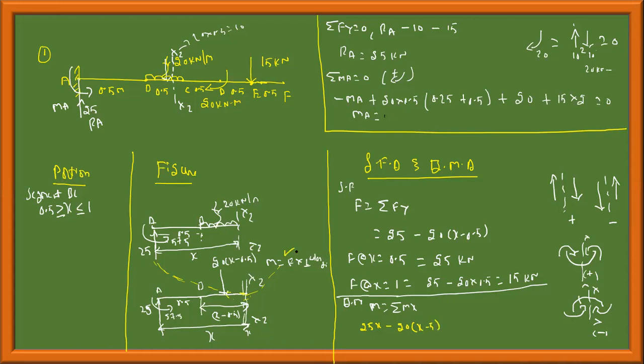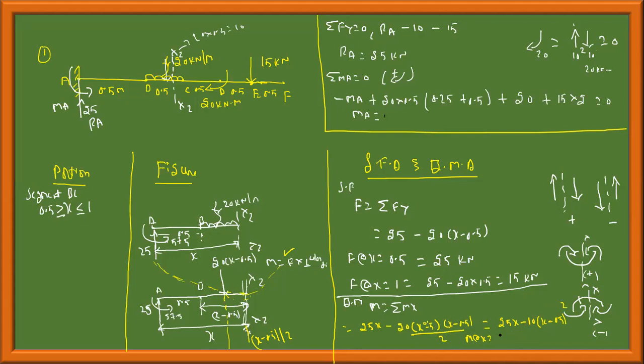Therefore, minus 20 into x minus 0.5, and this force we have taken into perpendicular distance. The perpendicular distance is x minus 0.5 by 2, which is half of that. So M at x is equal to 25x minus 10 into x minus 0.5 the whole square.